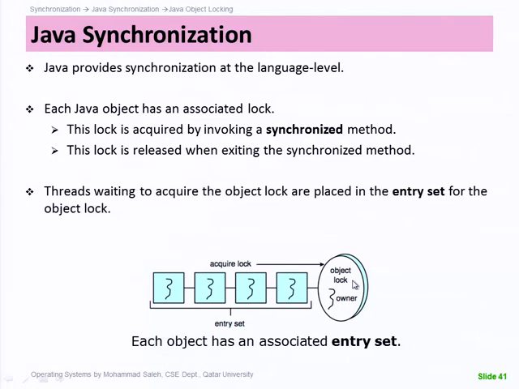Other threads who are willing to enter a synchronized block for this object are queued in the entry set of the object, and one of them can get hold of the object when the currently active thread, who's using the synchronized method or block, is finished using that method or that block. The choice of which one of these waiting in the entry set is done randomly.